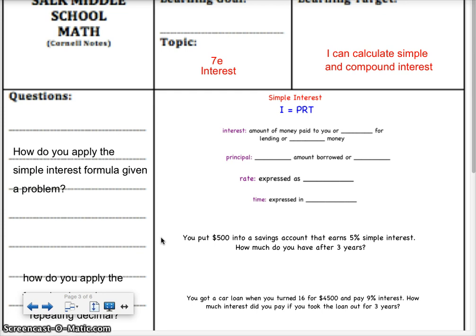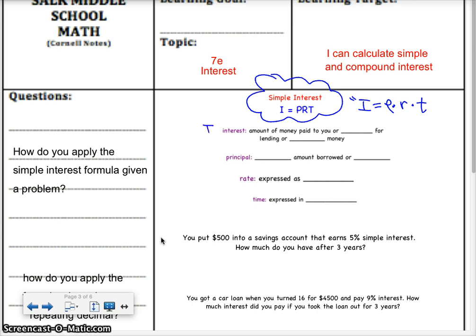So here's the biggest thing that we have as 7th graders. Simple interest. Simple interest, simple formula. I equals PRT. What does it mean when letters stick next to each other? Multiply. So this just means I equals P times R times T. Now you just need to know what all these variables mean.